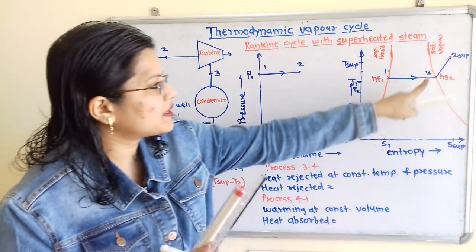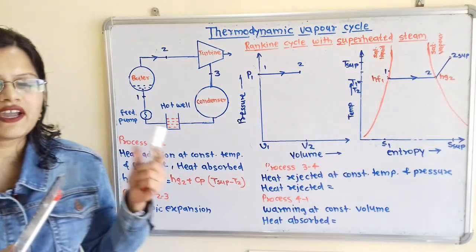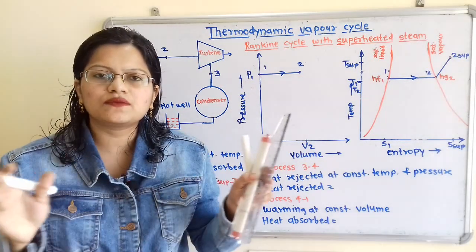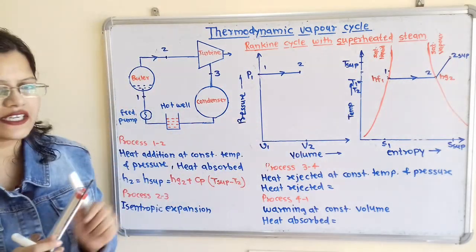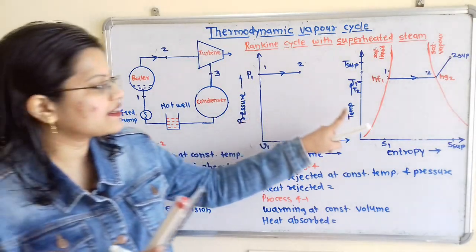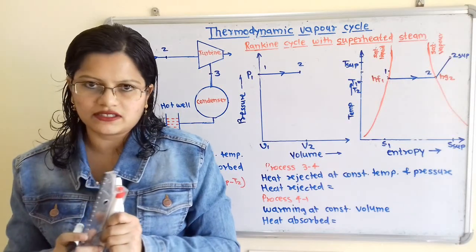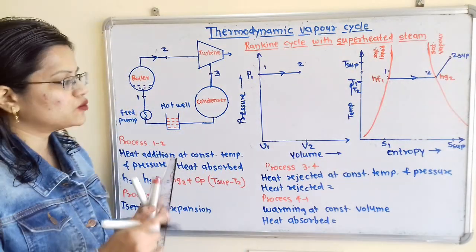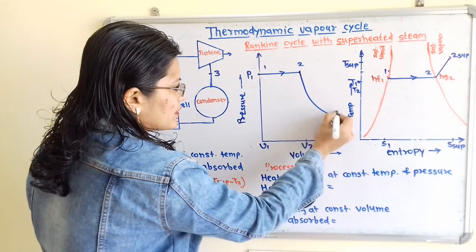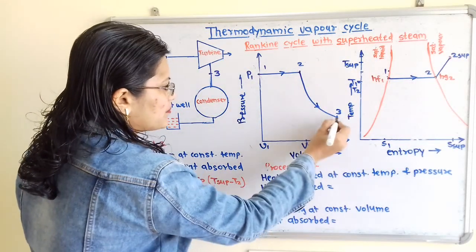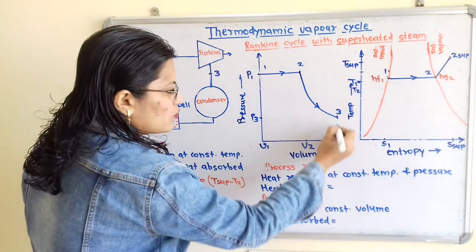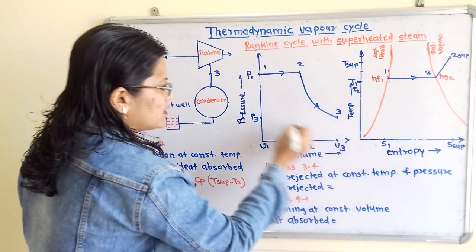So entropy remains constant. So what is the effect of this expansion on other parameters? When the expansion process is taking place, pressure is getting decreased, volume is getting increased, and as pressure is getting decreased, temperature is also getting decreased. So we have to show this process 2 to 3. I will show here 2 to 3. Here will be point 3. So pressure P3 is there. Pressure is getting decreased. Then here volume is getting increased. So here will be V3.